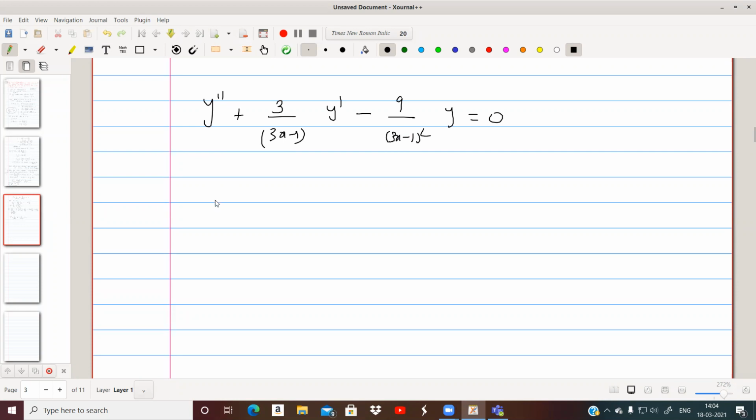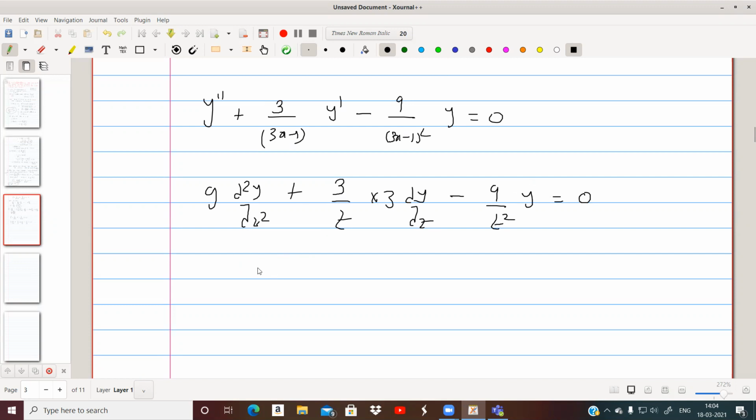Y double dash equals 9 d2y by dz square. Y double dash, similarly, is 3 upon z. Z upon y dash, y dash is 3 times dy by dz, minus 9 upon z square. What is y? Y is, okay, we should keep y as it is.